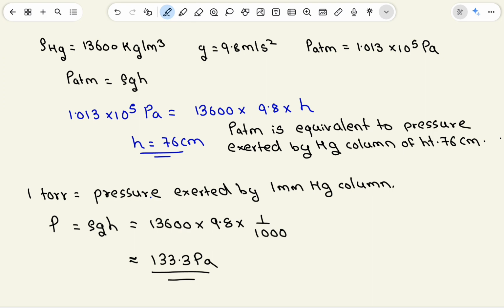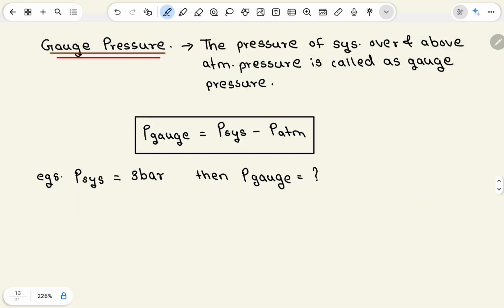So this was all about the mercury barometer and how it is used to measure atmospheric pressure. Now let us move towards the next instrument, which is nothing but the open tube manometer. Before moving on to the open tube manometer, we first need to understand what gauge pressure is, because the open tube manometer is a device that measures gauge pressure of the system.